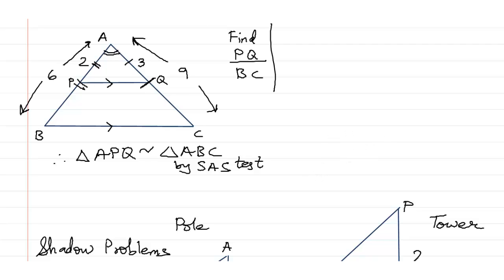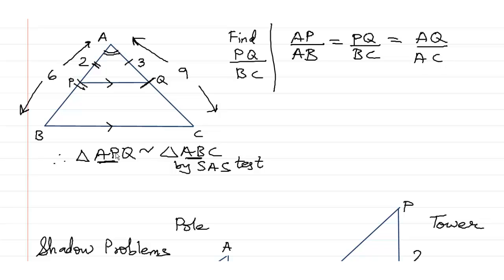If we can prove that the two triangles are similar, we can say that AP upon AB is equal to PQ upon BC is equal to AQ upon AC. Let us substitute what is AP. AP is 2, AB is 6, PQ we don't know, BC we don't know. So our final answer is PQ upon BC is 1.3.